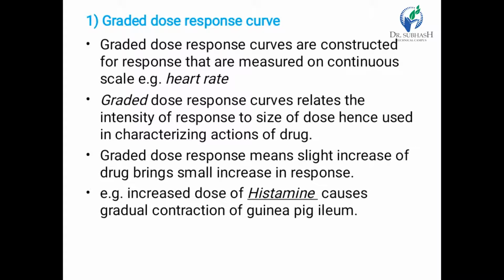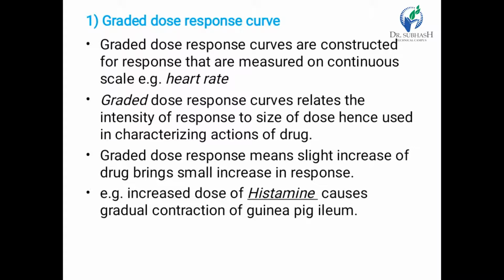For example, if we take a heart rate, then we have to take an anti-arrhythmic drug. If the heart beats out of range, our normal heartbeat is 72 per minute, and if our heart beats 100 per minute, then we have to take an anti-arrhythmic drug. If you take an anti-arrhythmic drug in a particular dose, then you can count the beats that are decreased. So intensity of response will be there.